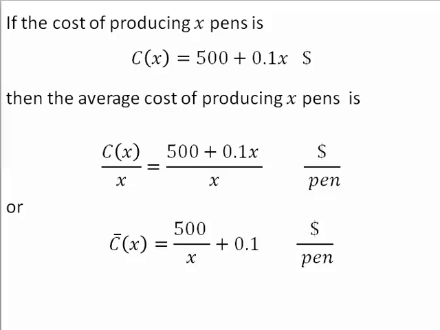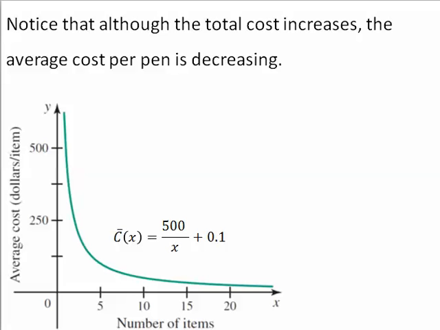If you see a bar above a cost function, then what that means is you're looking at the average cost. And I rewrote the function so that you can see the fixed cost of 500 is divided by the number of pens. I like that because it shows how the fixed cost is distributed among the pens, and then also every pen is 10 cents. Notice that although the total cost increases, the average cost per pen is decreasing.